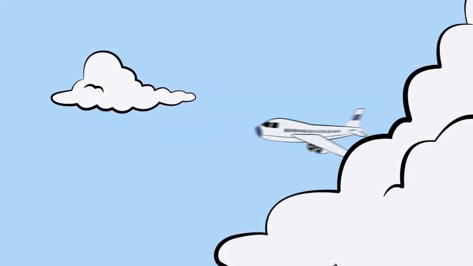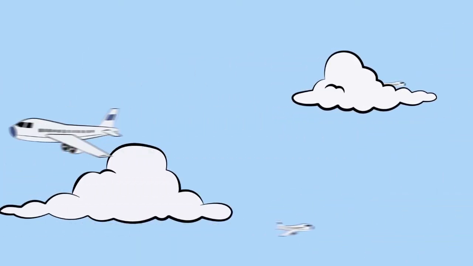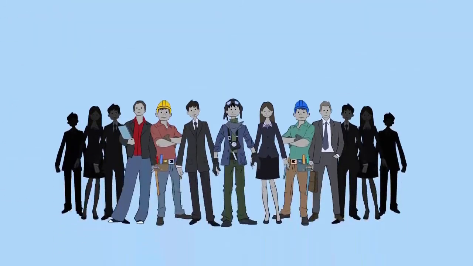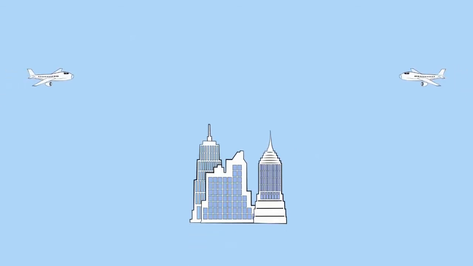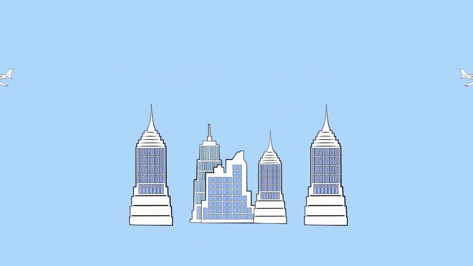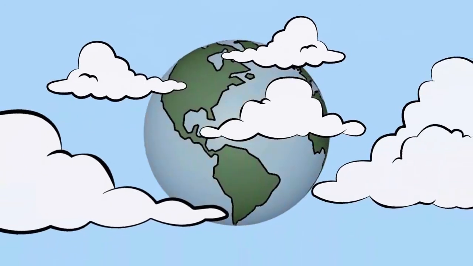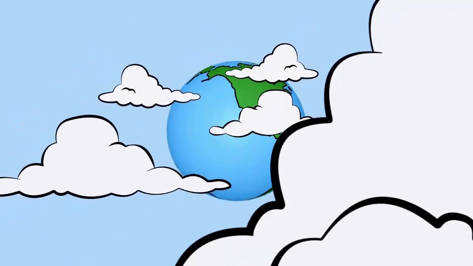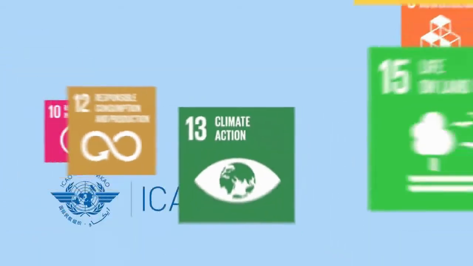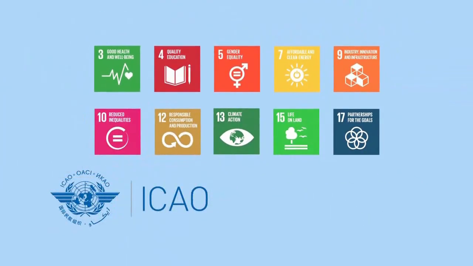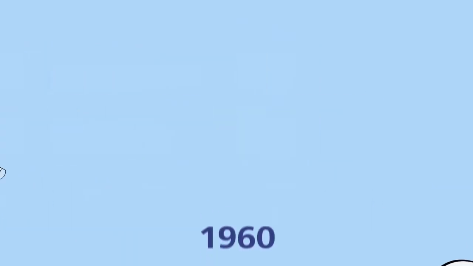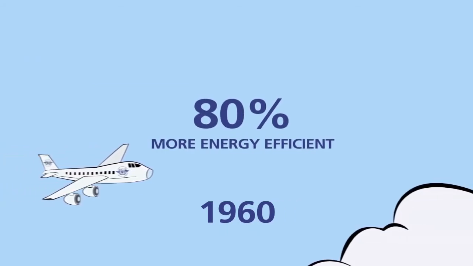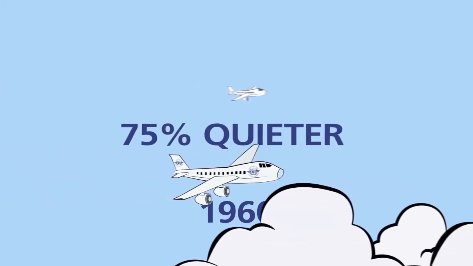Commercial aviation connects billions of travellers and moves millions of tonnes of cargo every year, providing the global economy with nearly 63 million jobs and contributing $2.7 trillion to the global gross domestic product. It does this in a safe and secure way while reducing its environmental impact. ICAO has achieved unprecedented progress on a variety of measures that contribute to environmental protection and also to the attainment of UN Sustainable Development Goals. Since the 1960s, aircraft have become 80% more energy efficient and 75% quieter.